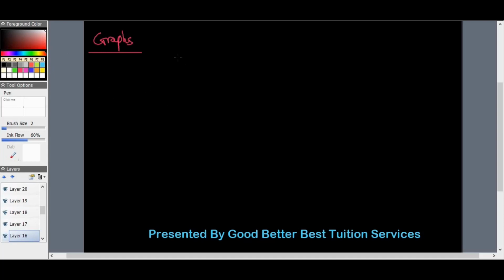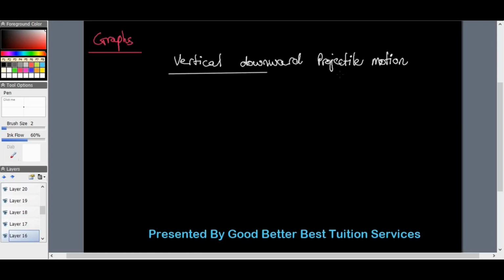This is a graph for a vertical downward projectile motion. There you go. Vertical projectile motion, that's downward. In other words, if I can draw it, if that's our object, it's going downward. So there are about two different graphs here that we can draw, depending.